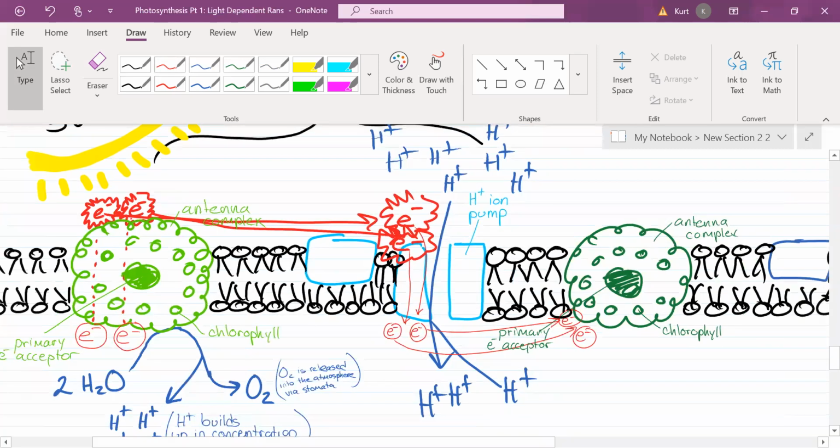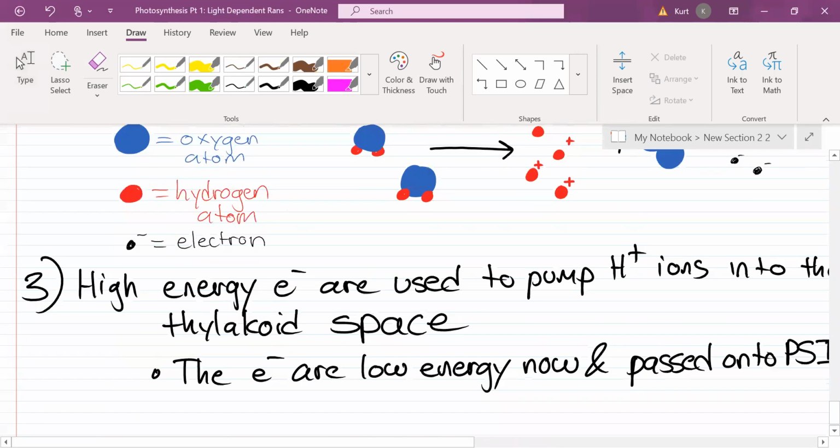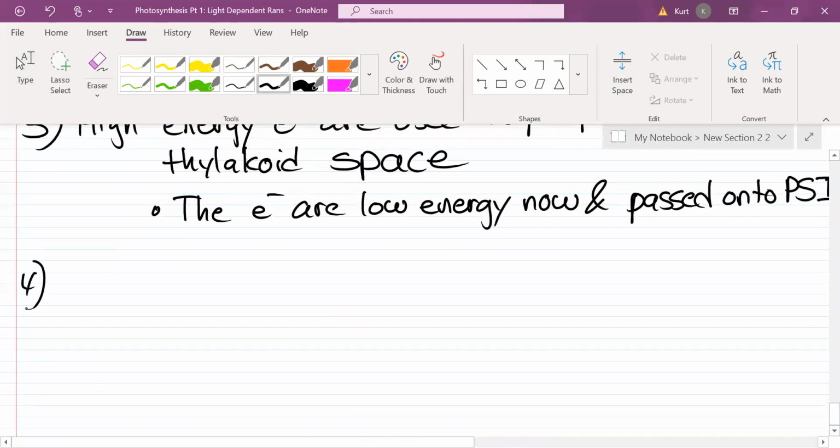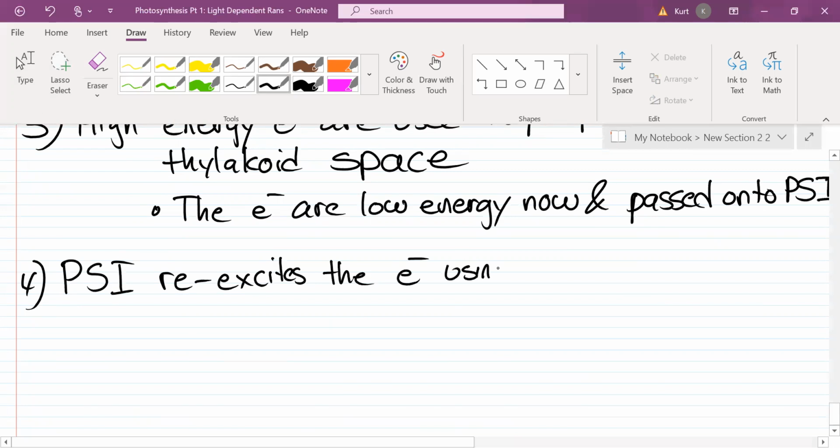Okay, step four is pretty easy. Step four. Photosystem one re-energizes the electrons using energy from the sunlight. I think a better word than re-energize is re-excites. Photosystem one re-excites the electrons using energy from sunlight.